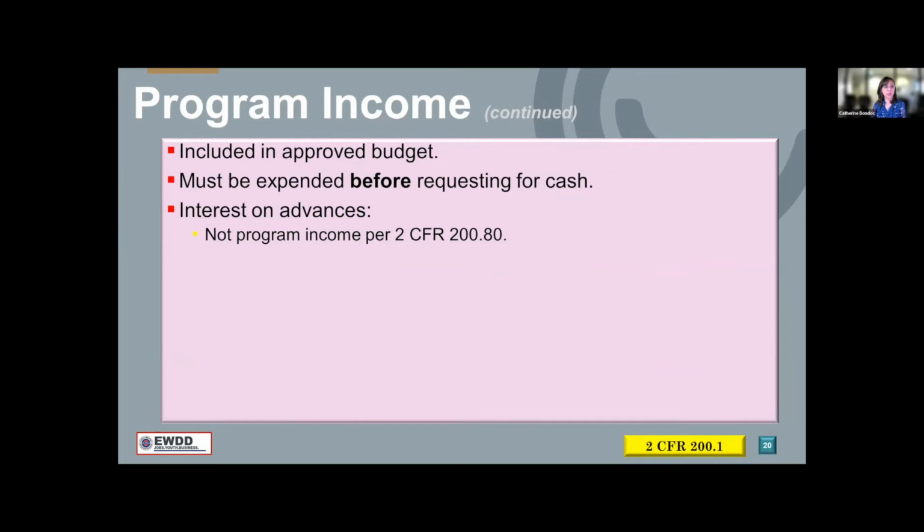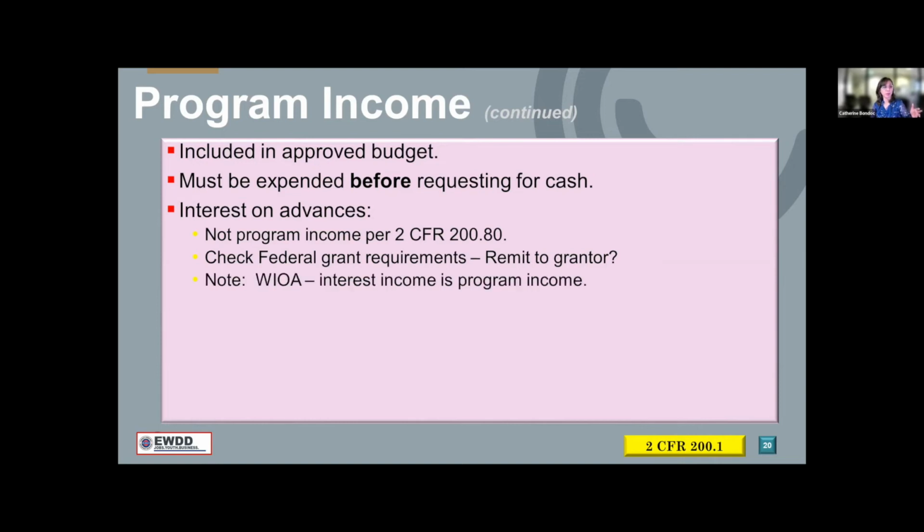Interest on advances is usually not program income. In fact, according to the regs, it's not. But check with your grantor. Department of Labor actually considers interest on advances as program income. Some of them may require interest income to be included as part of your program income, but there are federal agencies that say no, it's not, return it to us. If you're getting cash advances, you have to find out how your grantor treats interest on advances.